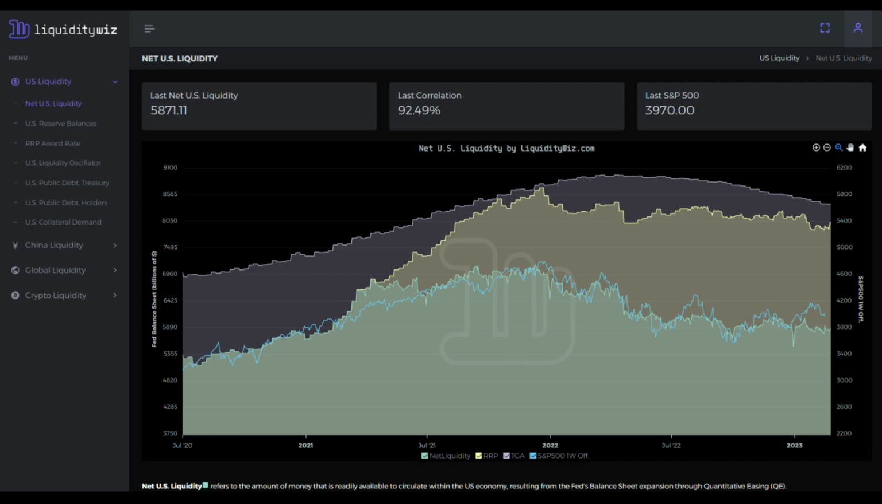Net liquidity refers to the amount of liquidity readily available to freely circulate within the U.S. economy, resulting from the Fed's balance sheet expansion through quantitative easing. As you can see, the deep purple line at the top indicates the total amount of assets present in the Federal Reserve's balance sheet at any time, which were bought with QE.